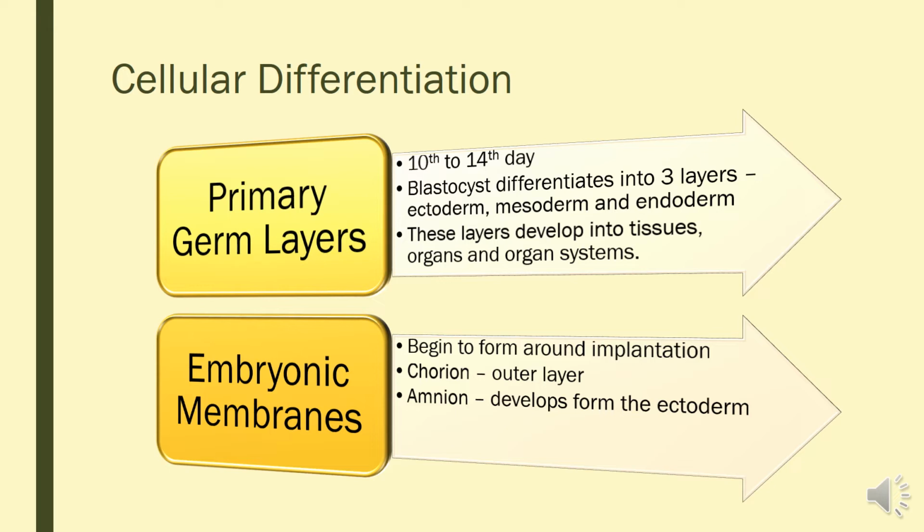The chorion is the outer layer of the embryonic membranes, while the amnion is the inner layer and is formed from the ectoderm. The amnion will contain the amniotic fluid and is where the fetus will develop. By the time of delivery, the chorion and amnion will have fused together.